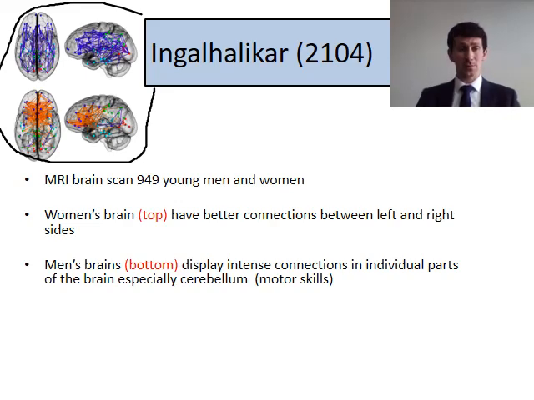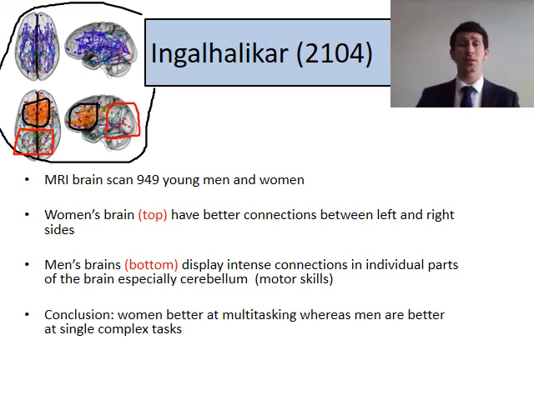Whereas men, so these bottom two brains here, had far more intense connections in individual parts of the brain. So you can see around here, there's quite an intense connection. So if you look at women, it's far more connected throughout the brain. For men, there's far less connectivity between the parts of the brain in these red sections here. So women have better connections, males have far more intense connections in certain parts of the brain.